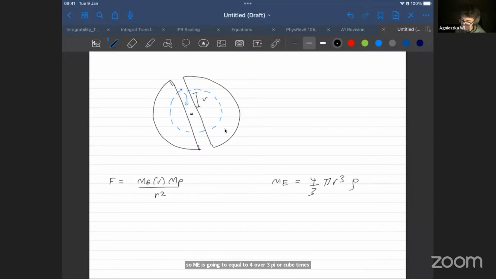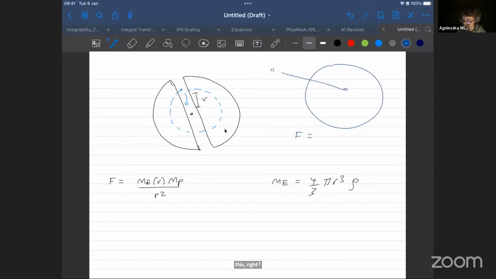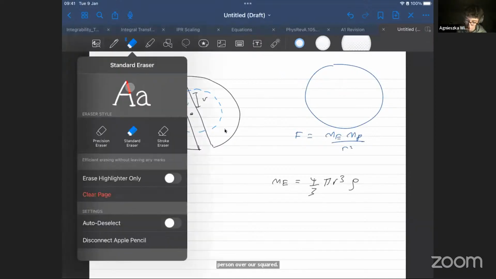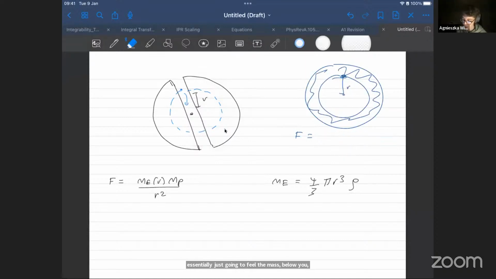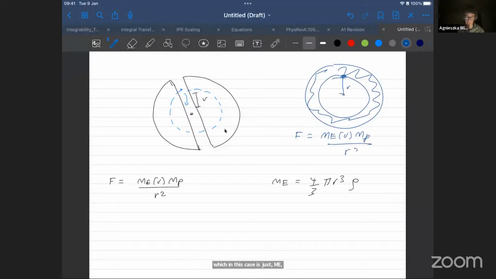Basically, what I'm saying is that when you are within a radius r inside, so if I just have a regular sphere like this, outside, you're used to the fact that your force is just equal to the mass of the Earth times the mass of the person over r squared. But as you're inside, for example, when you're at a radius r, like here, you're not going to feel any of this outer mass. You're essentially just going to feel the mass below you, which in this case is just M_E m_p over r squared, which is exactly the formula, right?